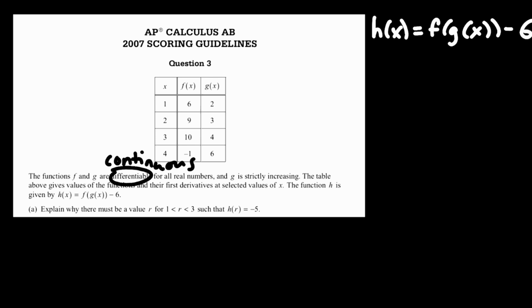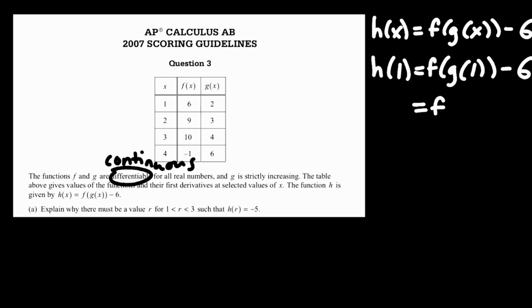So the first thing we want to do is find the y values that correspond to x equals 1 and x equals 3. First of all, we're going to find h of 1 because 1 is the lower boundary. If we plug in 1 directly, we get f of g of 1 minus 6. For this problem, we're going to have to refer to the table to figure out what g of 1 is. We can see with the table that at x equals 1, g of x equals 2. So we're going to get f of 2 minus 6. Once again, using the table, we see that at x equals 2, f of x equals 9, leaving us with 9 minus 6, which equals 3.